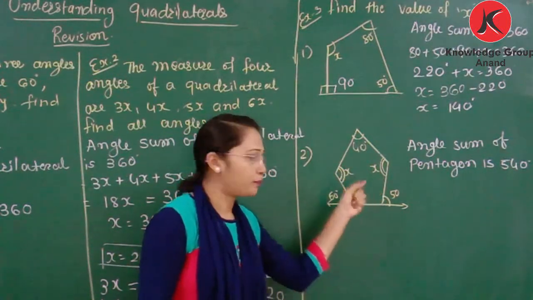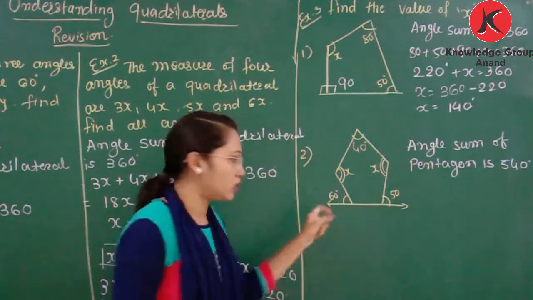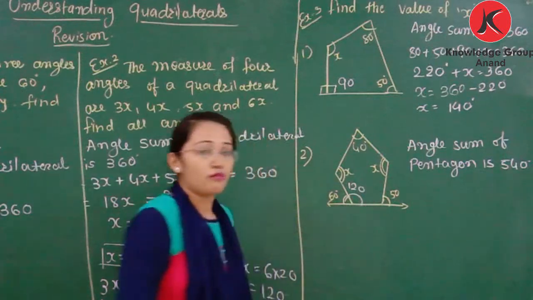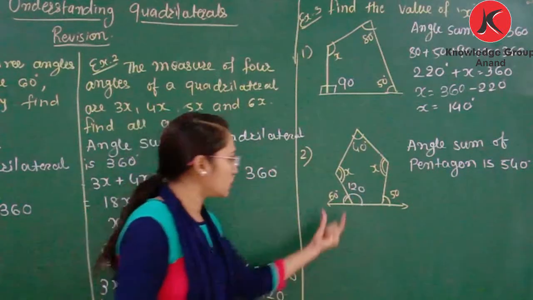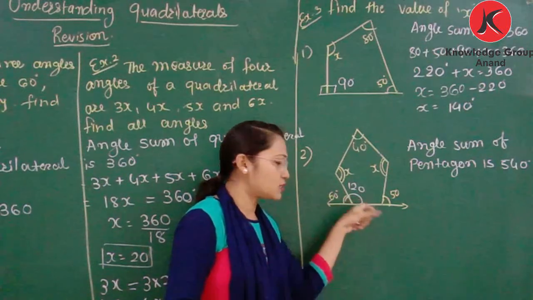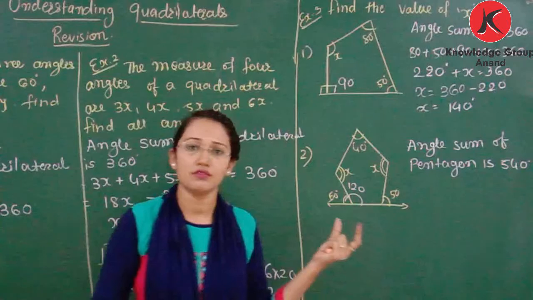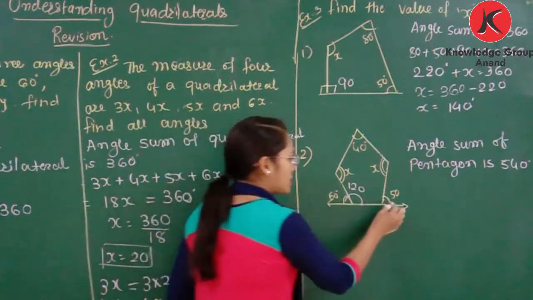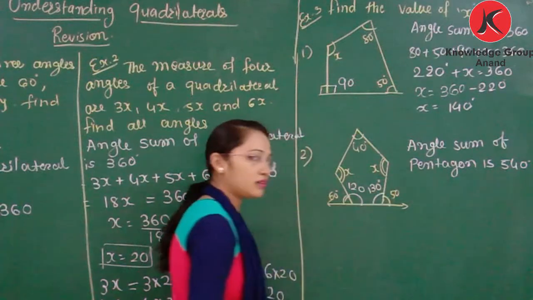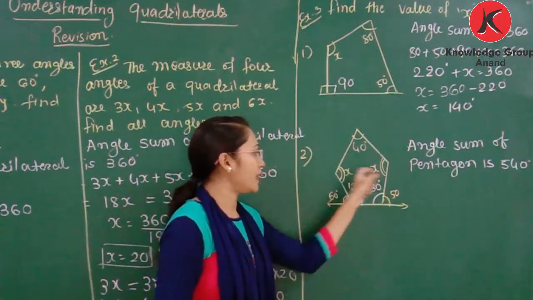That we need to find. Here exterior angle 60 is given, so what will be interior angle? If this angle is 60, interior angle is 180 minus 60, 120. Why? Because they are making a linear pair. The outer angle 60 means the inner angle is 120. Why? Because they are a linear pair and linear pair is 180. If this angle is 50, then interior angle will be 130. Now we have 40, 130, 120 and x.